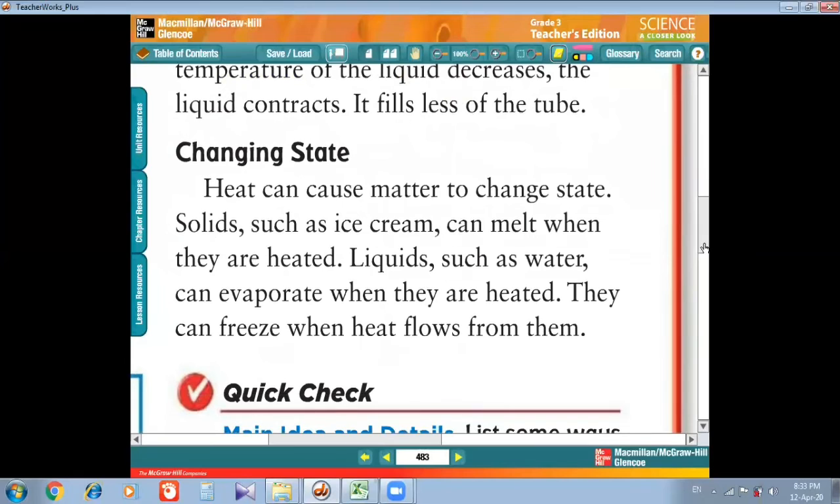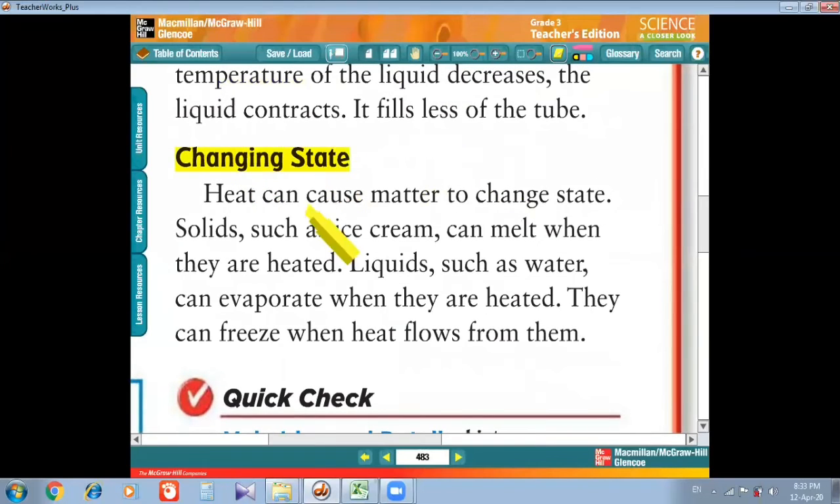Now the other topic we have is changing state. Heat can cause matter to change state. Solids such as ice cream can melt when they are heated. Liquids such as water can evaporate when they are heated. They can freeze when heat flows from them. Means if some heat is provided to the solids, they will melt. The solid will convert to liquid state.